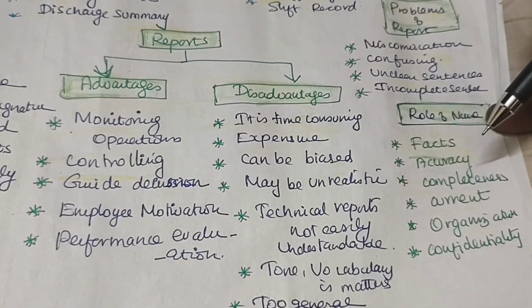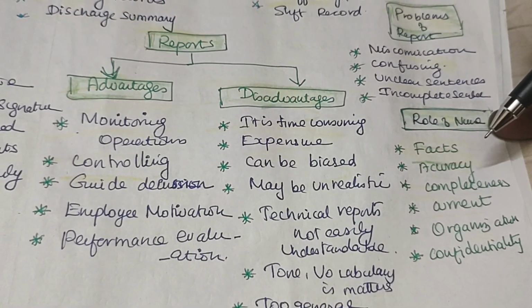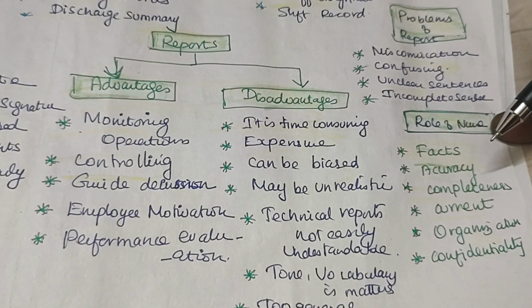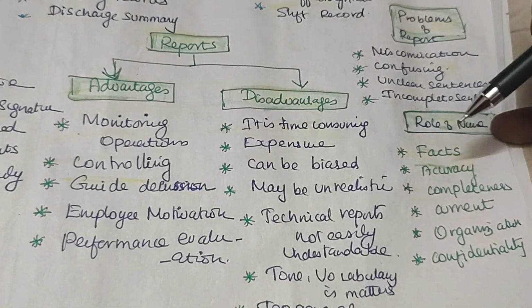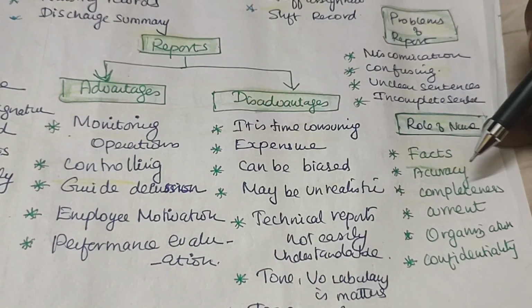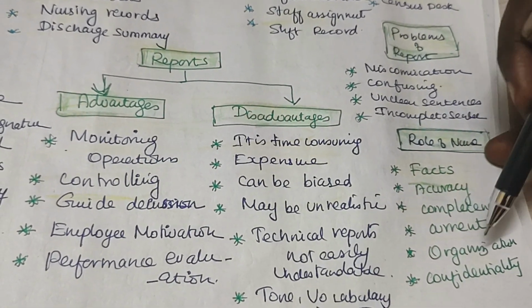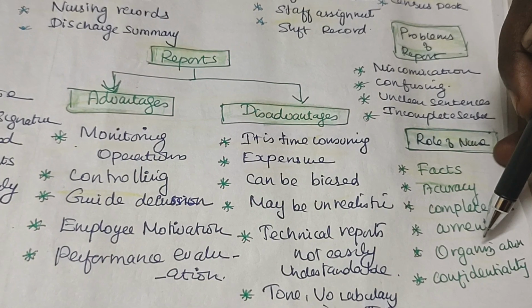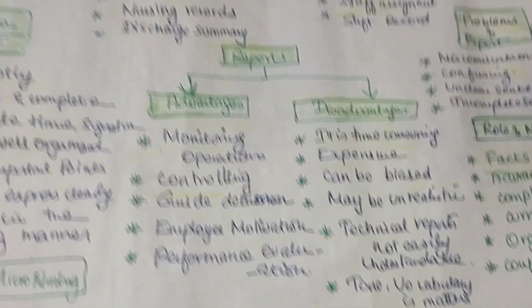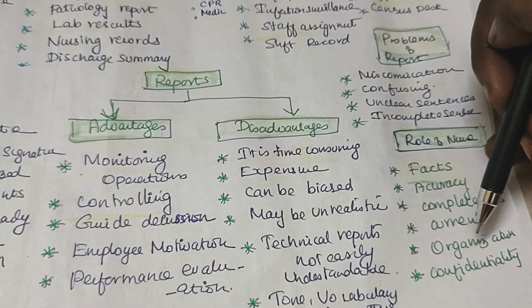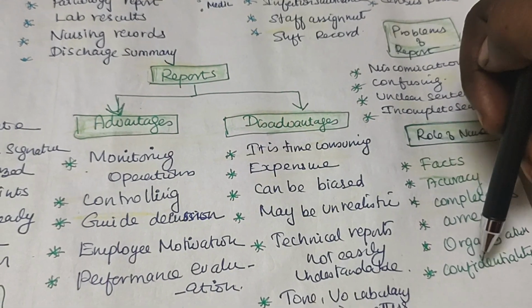And the role of a nurse. What is the role of the nurse? You have to follow the ethical principles always. You must be an honest person. You must tell only the facts. It should be accurate, complete and current. It should be at the organization level that they are expect, and the confidentiality also has to be maintained. So how can the confidentiality be maintained?